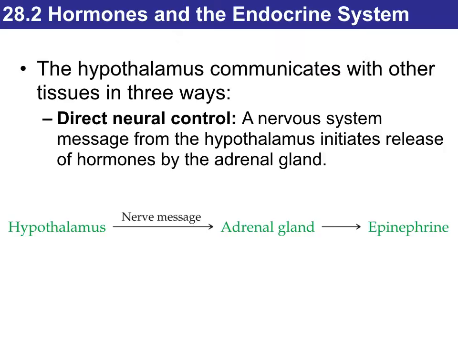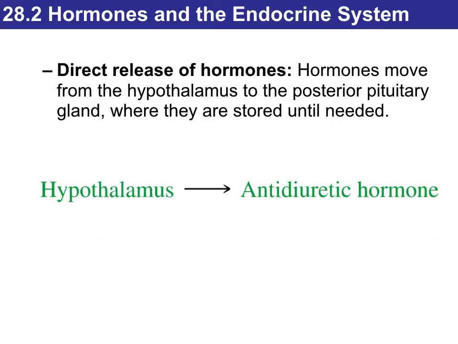Looking here at the hypothalamus, there is a nerve message that's going to act on the adrenal gland to make it release a hormone such as epinephrine, for instance. You also have a direct release of hormone, where the hormones move from the hypothalamus to the posterior pituitary gland, where they are stored until we need them. That's the case for the antidiuretic hormone.